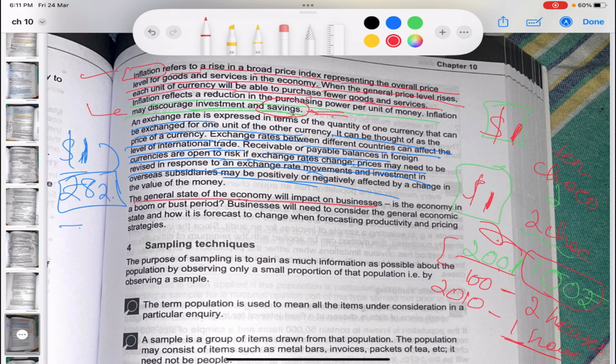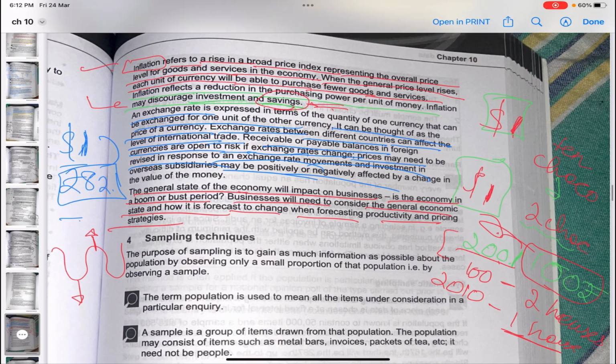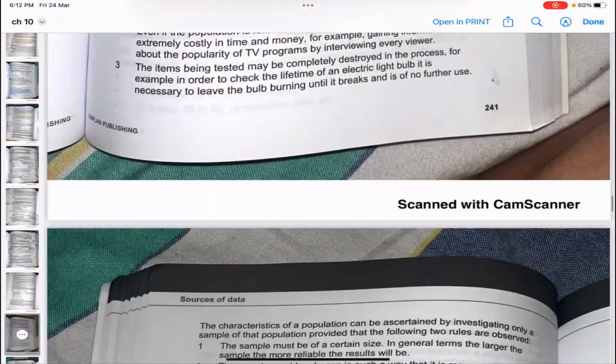I explained this to you, that how our economy is and how our economy is functioning right now will impact your business. Is the economy in a boom or bust season? We know that this is the boom season, and we know that this is the trough or the bust season. We've done this in the BT paper. Businesses will need to consider the general economic state and how it is forecast to change when forecasting productive and pricing strategies.